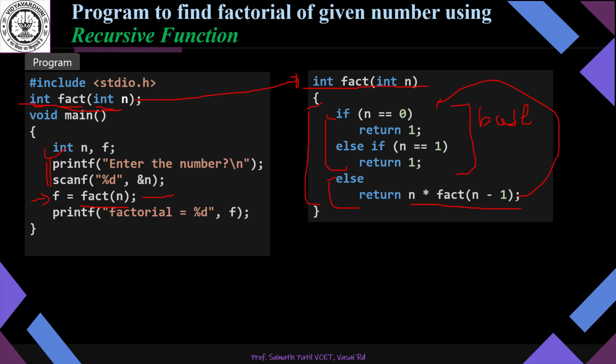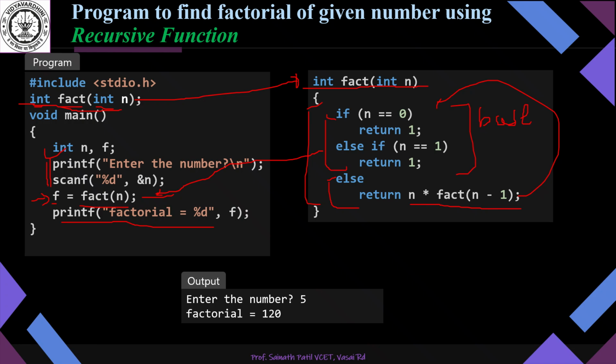Once the base case condition is achieved, it comes back to the main program and the value is assigned to f, which gets printed by the printf statement, factorial is equal to %d comma f. So the output, factorial of 5 is equal to 120, will be displayed.